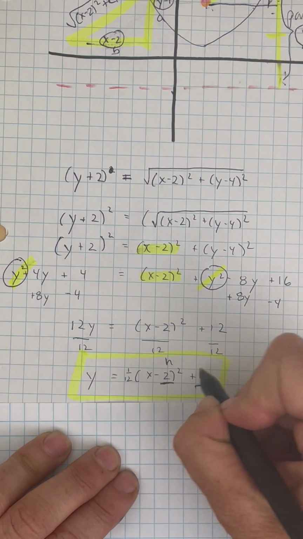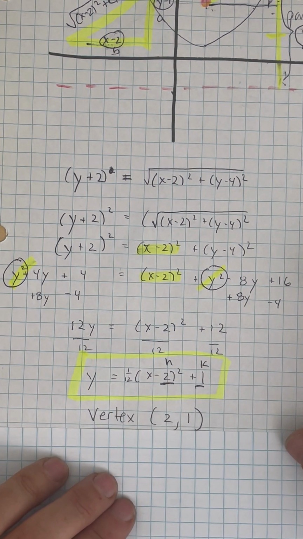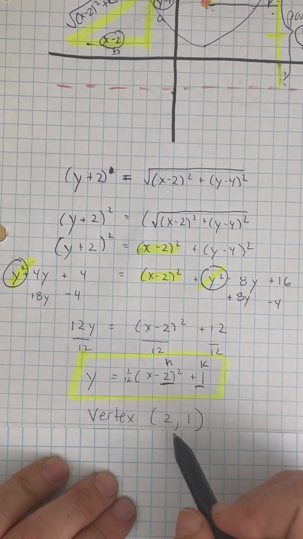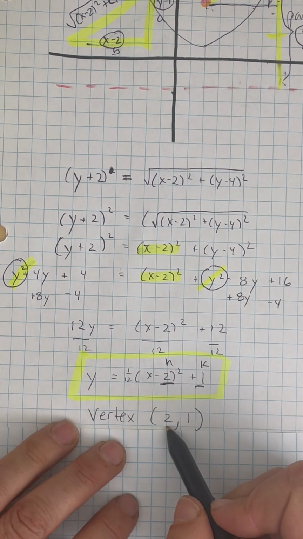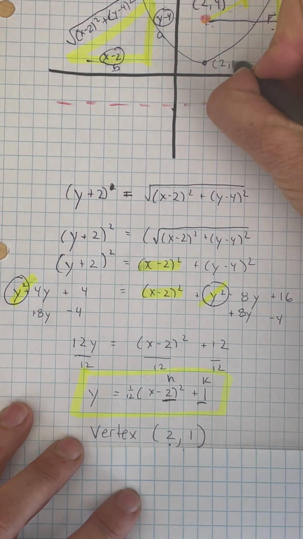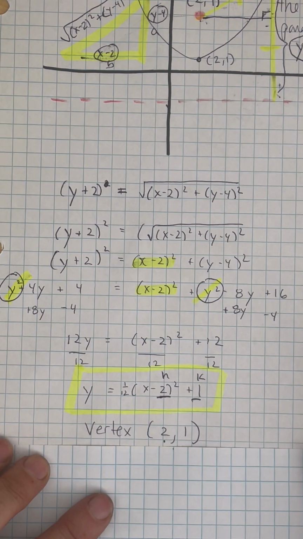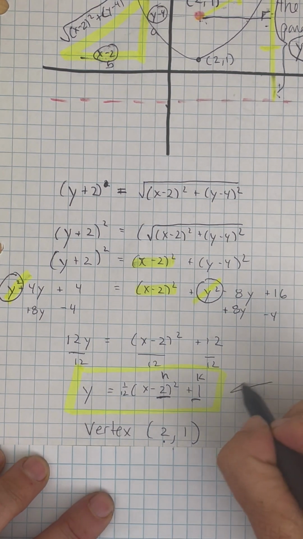This is your h and your k, which is our vertex. So looking at this, I have this in vertex form, and I can now identify that the vertex is at (2, 1). So I can go right back here and label that (2, 1) as my vertex. So I have now used the distance formula to figure out the formula for my parabola.